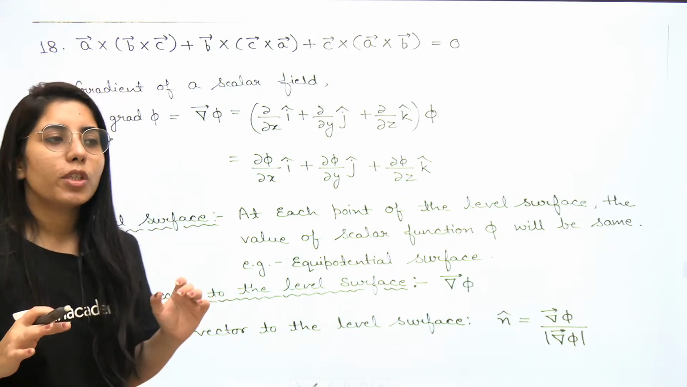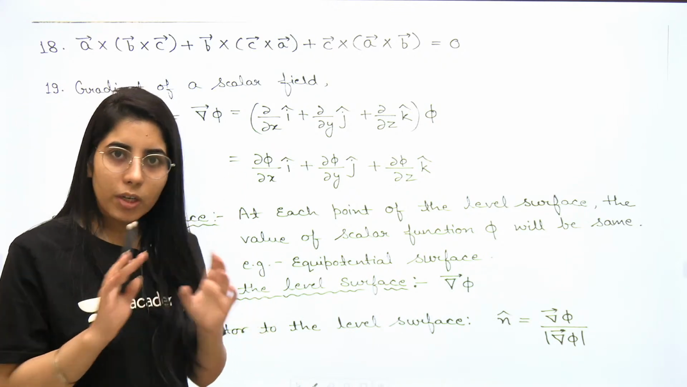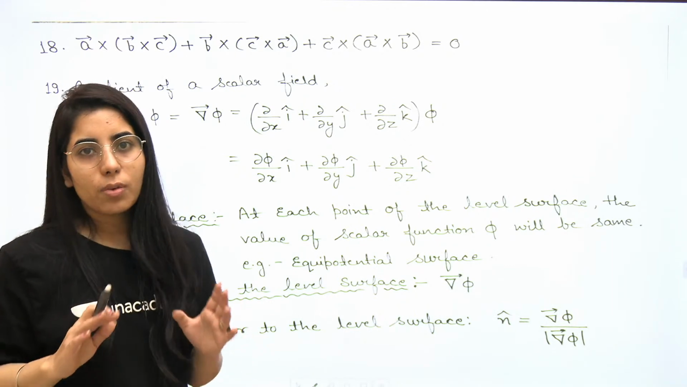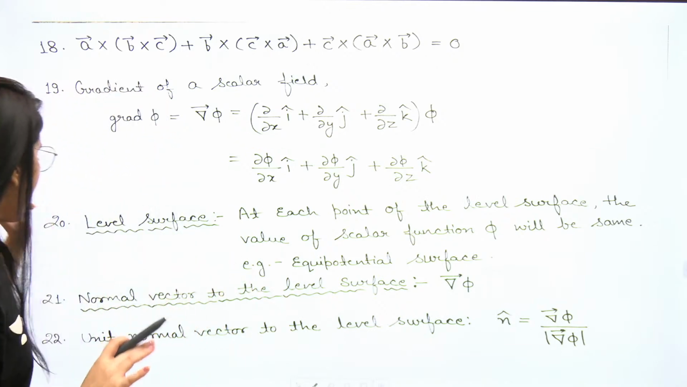So in that case, we will call it the level surface. That means potential is a scalar. Okay, it's not a vector. So when any scalar's value on any given surface will be same at all the points, you can call that a level surface. Okay, next point.